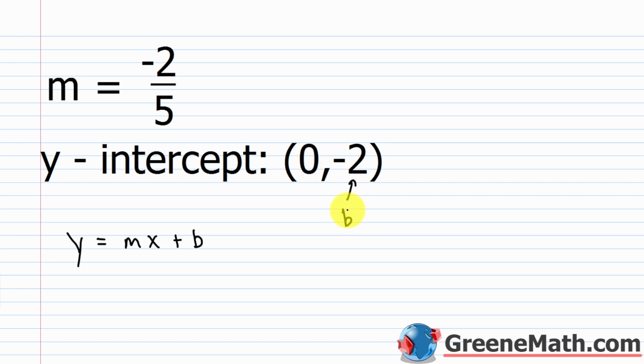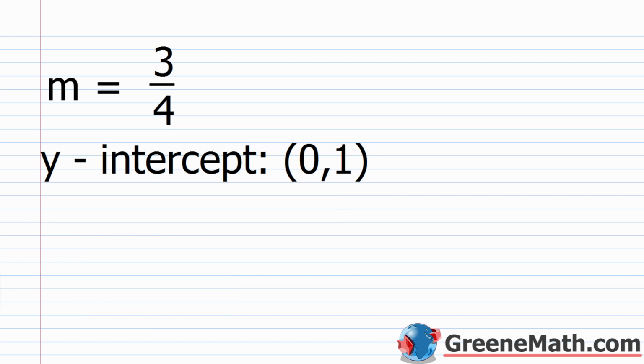So if I was to write this, all I need to do is plug into the formula, right? I would have y equals, for m, I'd plug in a -2/5, then times x, and then where I have plus b, I could write plus -2, or of course I could write -2. So this would be in slope-intercept form. Y equals -2/5 x minus 2.